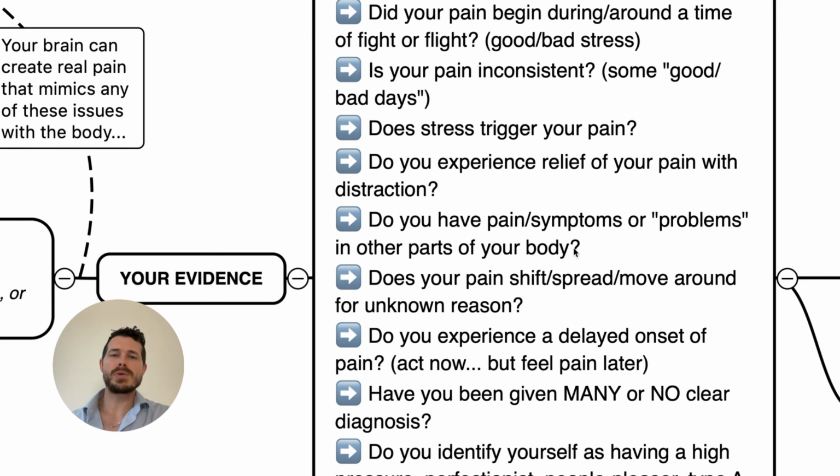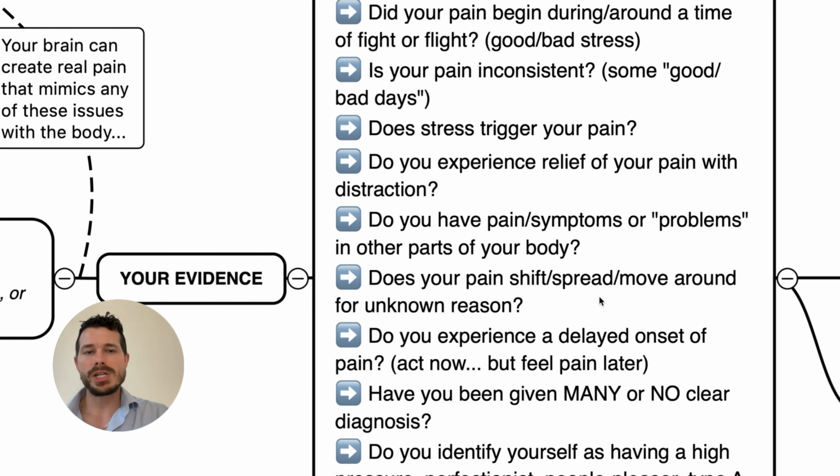Do you have pain or symptoms or problems in other parts of the body? Remember, the brain as the CEO can create very real sensations and problems elsewhere in the body. GI issues, migraine issues, vertigo issues, other aches and pains in other joints. So if you have multi body region or system issues, then you would say yes.